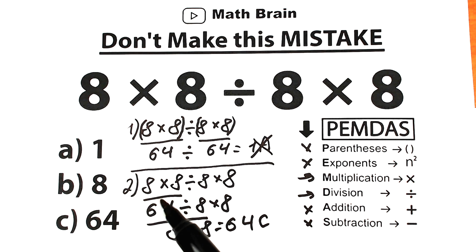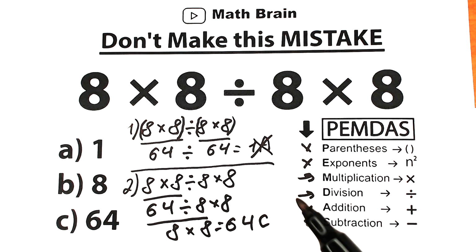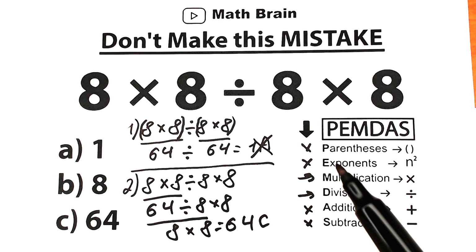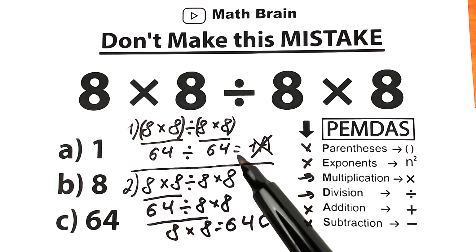Let's look at our second interpretation. We solve this challenge according to PEMDAS order of operation. Yes, this is the most popular order of operation in the world. We solved our challenge in a strict order from left to right. 8 times 8, which is equal to 64. Next, division, 64 divided by 8, which is equal to 8. Our last step is multiplication, 8 times 8, which is equal to 64. Option C is the correct answer. This is a correct approach, correct solution.